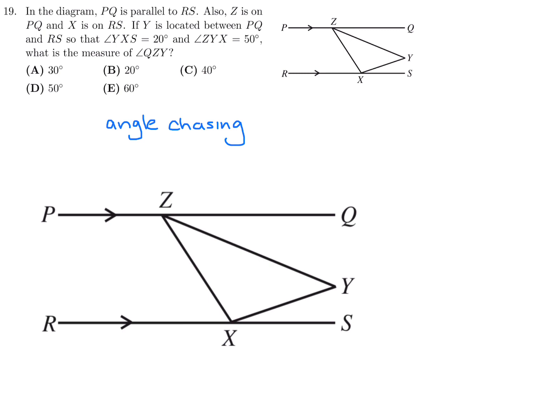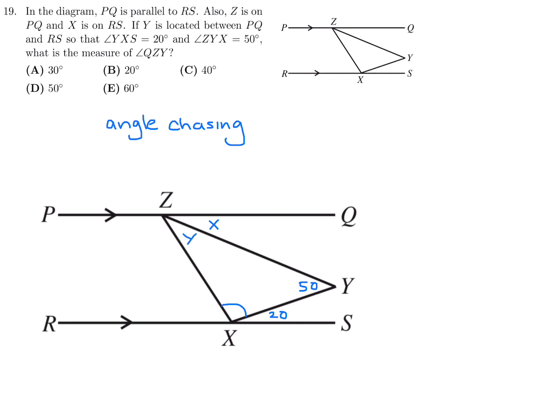Well, let's see. Let's label anything that they've given us. They've told us that YXS is 20, so this angle in here is 20. And then they've told us ZYX is 50, so this is 50. All right. Anything else? I don't think so. Okay, so let's label some angles now. This angle in here, I'll just call it x. This angle in here, I'll call y.